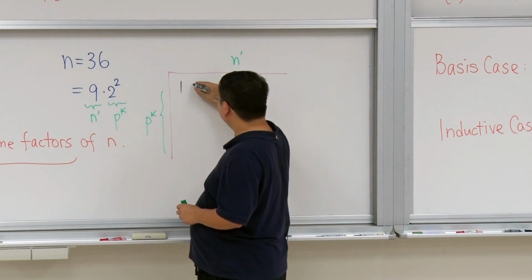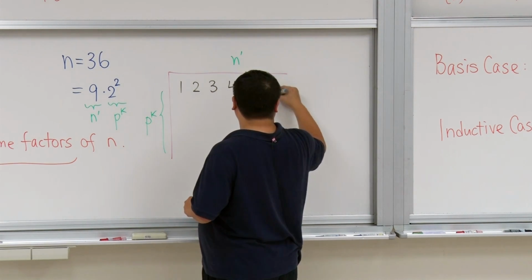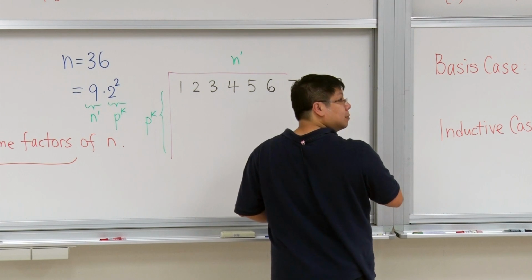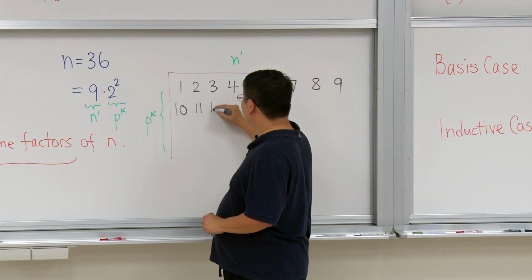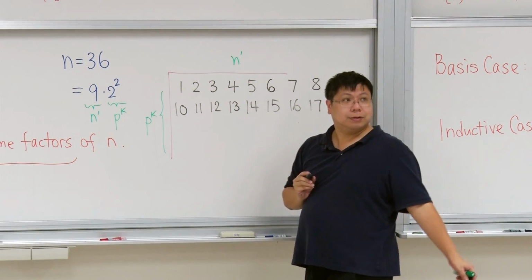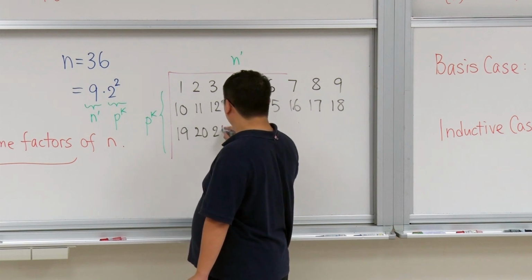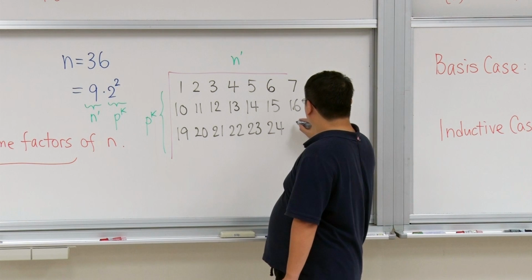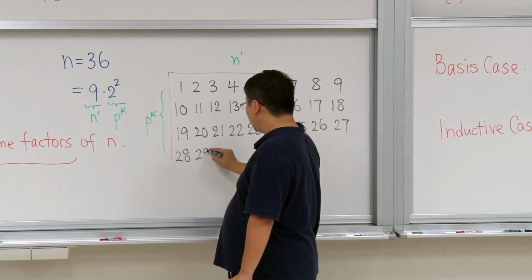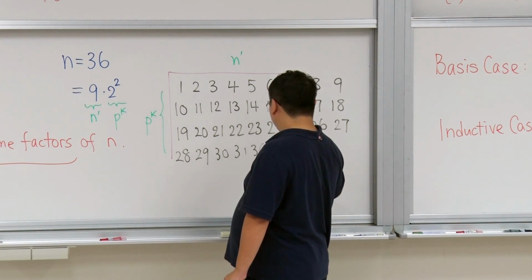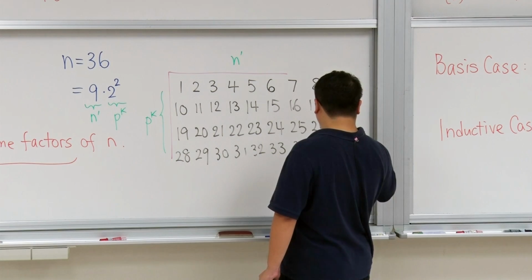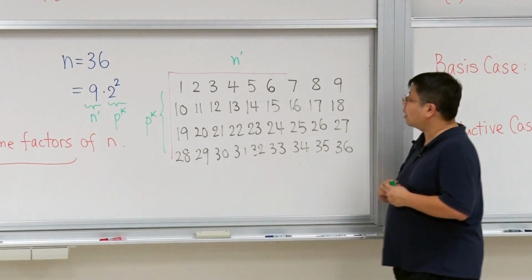So we have what numbers? So we have 1, 2, 3, 4, 5, 6, 7, 8, 9, and then 10, 11, 12, 13, 14, 15, 16, 17, and 18 here. Is that okay? And then 19, 20, 21, 22, 23, 24, 25, 26, 27. Okay? 28, 29, 30, 31, 32, 33, 34, 35, and 36. Is that okay? Okay, now we have written down all the numbers here.